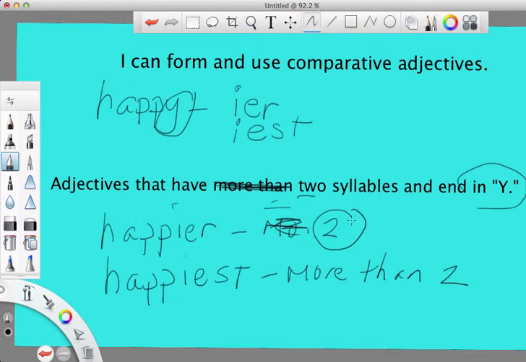So Tim is happier than Sean. Great, two people, happier. Jalen is the happiest of the whole class. That's everybody. The car is the fastest on the road. That's more than two. The red car is faster than the blue car. So really, you're sticking to the same things. It's just that when you've got that y ending, it turns into an i. Happier, happiest.